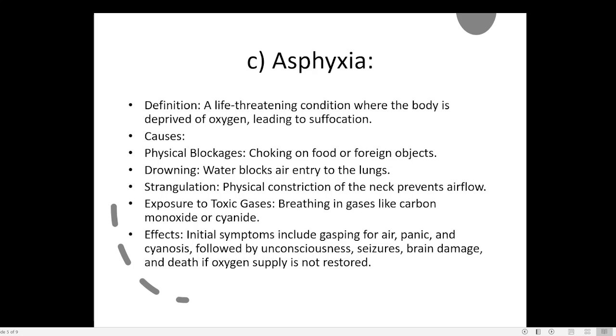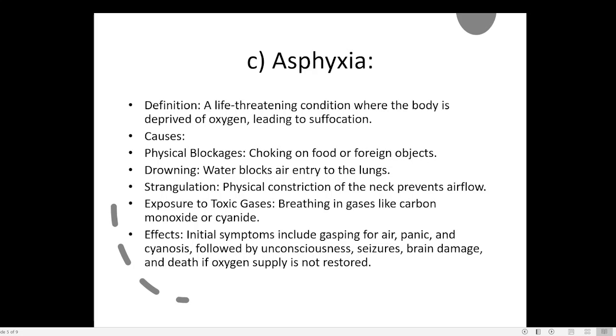Then strangulation, physical constriction of the neck, preventing airflow. Something is constricting your neck, so that the supply of air to the lungs may not take place. That is known as strangulation. Then exposure to toxic gases, like breathing in carbon monoxide or cyanide. Earlier I told you, too much carbon monoxide leads to carbon monoxide poisoning, because carbon monoxide preferentially attaches to hemoglobin. Cyanide is also a highly poisonous gas, and it immediately deactivates most of the important enzymes in your body, so that your body may not be able to use any oxygen.